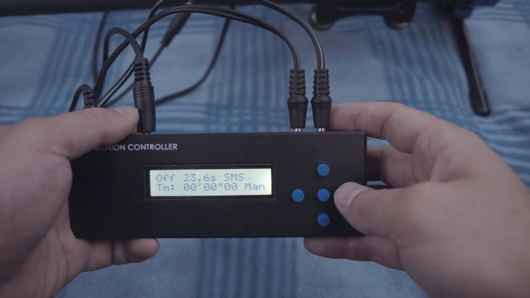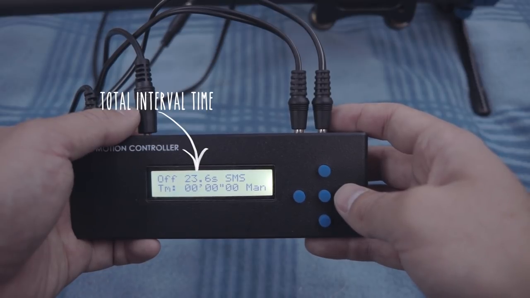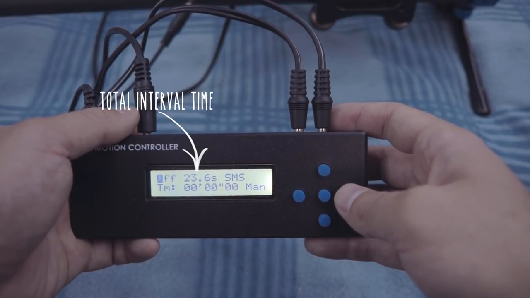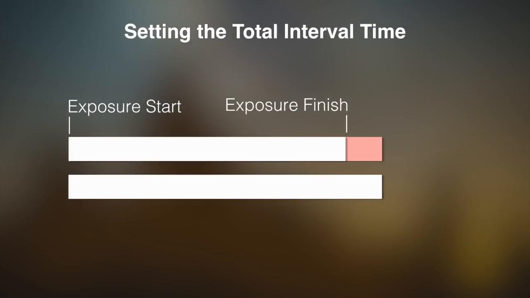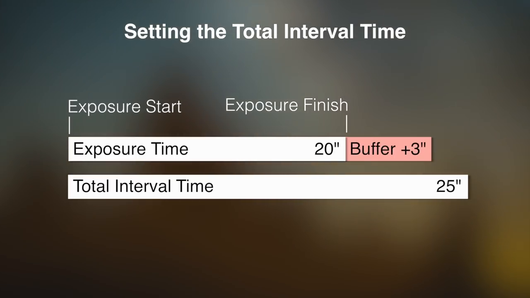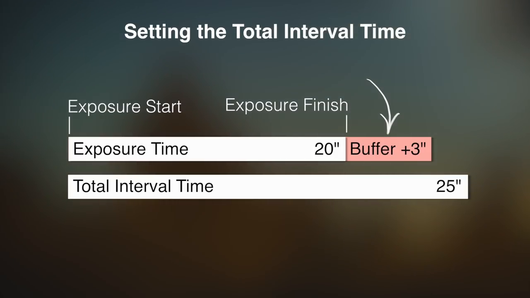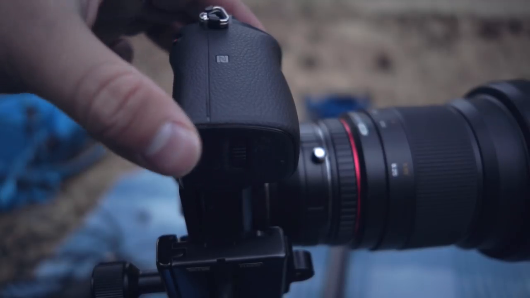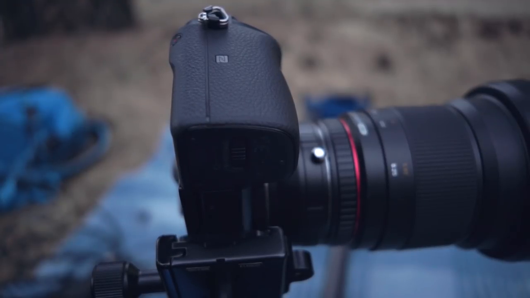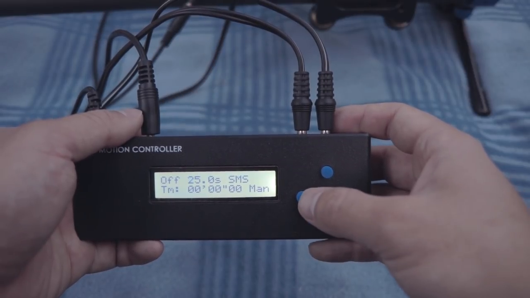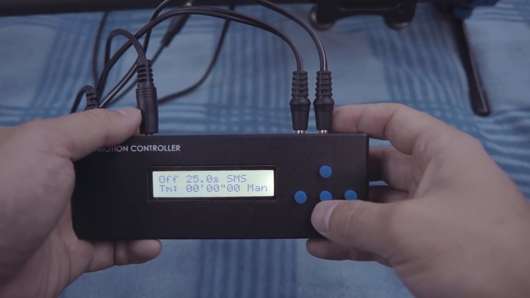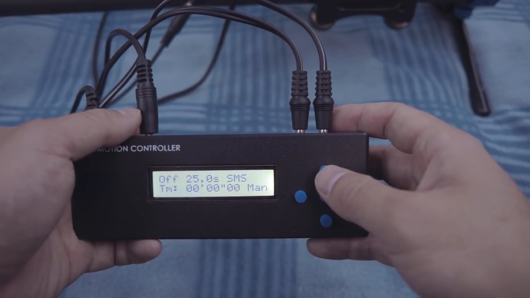Once the motor delay is set up, we may need to check the total interval time on the program control screen. This is the total amount of time between the start of each exposure of the time lapse. It's important that we set this number long enough for the exposure time and the time for the camera to clear the buffer and write the image to the memory card. This extra buffer time can vary a lot depending on your equipment. My camera takes a couple of seconds to completely clear the buffer, so I'll add a couple of seconds to the interval time and bump it from about 23 seconds to 25 seconds so that I'm sure that the camera will be completely ready for each consecutive exposure of the time lapse.